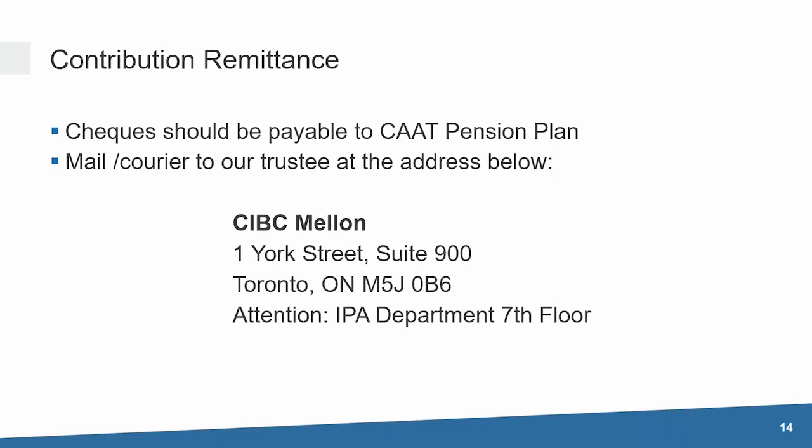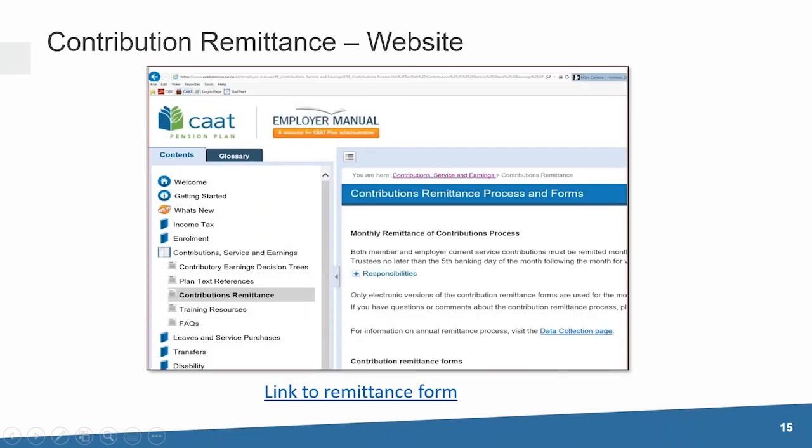Where you can find this information is in the contribution remittance subsection of the contribution service and earning section of the manual. This slide summarizes where you can see the contribution remittance process information on our website. Again, it is within our employer manual, in the contribution remittance subsection of the contribution service and earnings section.